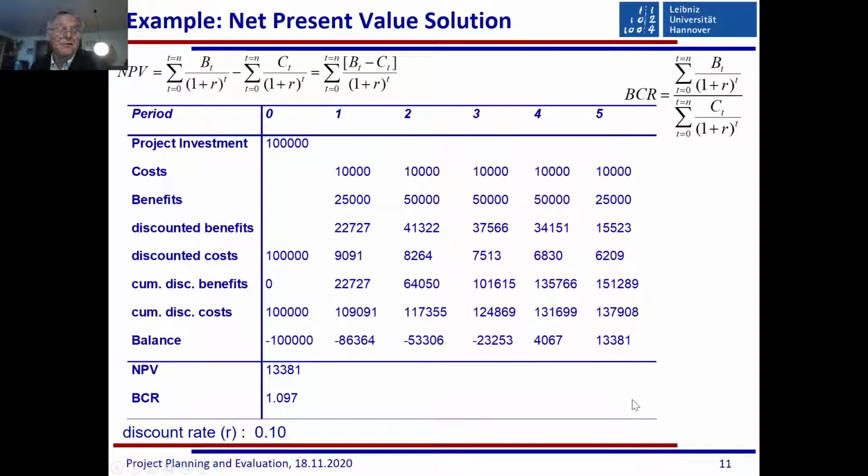Now the benefit cost ratio, how would you get that? What would you do to get this 1.097? So basically 1.1, you could say.